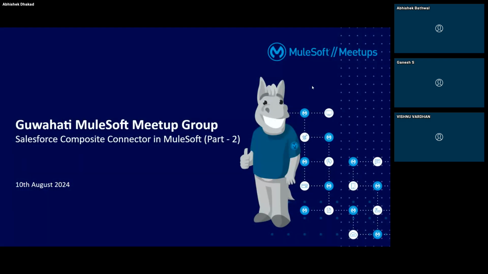So, hello everyone, and welcome to the 25th Guwahati MuleSoft Meetup. The topic for today's meetup is MuleSoft Composite Connector, Part 2. We already did our Part 1 earlier, so the recordings are already present on the meetup page. You can go and visit that. So today we'll start with the second part of Composite Connector.